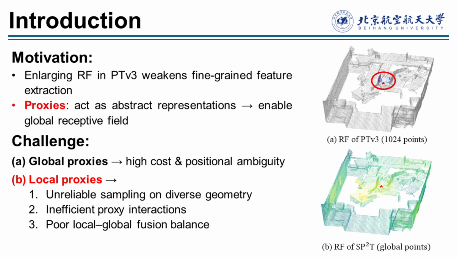Global proxies incur quadratic complexity for large-scale point clouds and suffer positional ambiguity, while local proxy alternatives struggle with: 1. Unreliable sampling from geometrically diverse point clouds, 2. Inefficient proxy interaction computation, and 3. Imbalanced local-global information fusion.